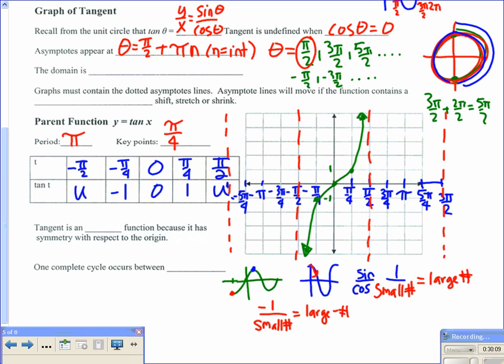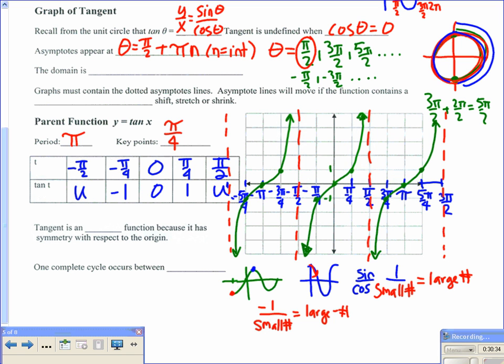So at 3 pi over 4, I have negative 1. At pi, 0. 5 pi over 4 would be 1. And then my graph, again, is going to come up this way and go down this way. And then at negative 3 pi over 4, I have 1. Negative pi would be 0, and negative 5 pi over 4 would be negative 1. So my graph again continues. So this is what the parent graph for tangent looks like.